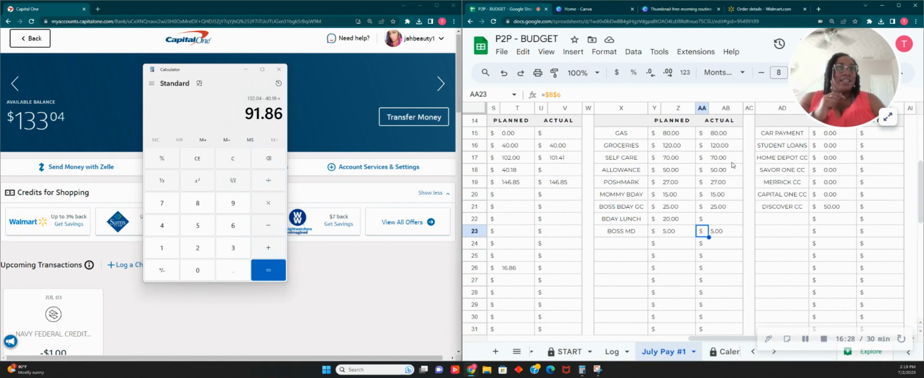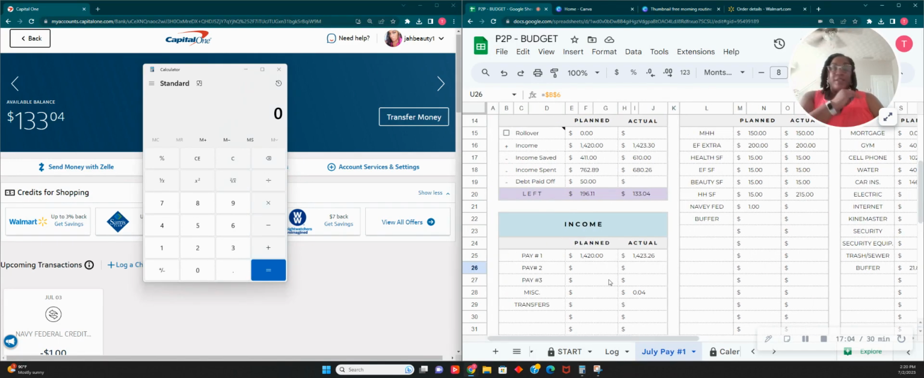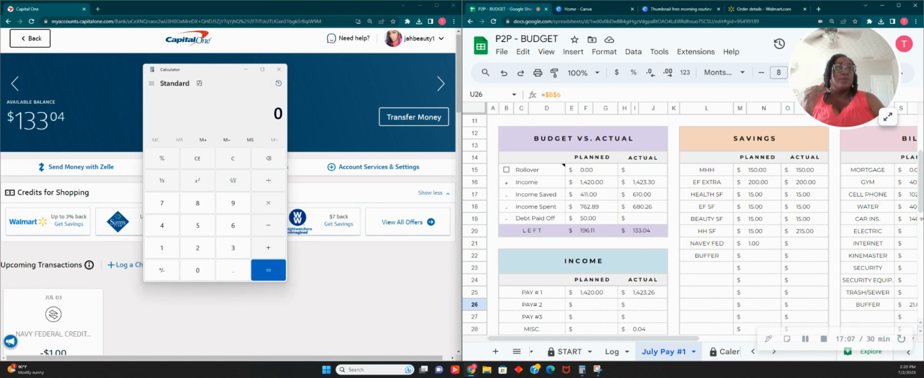And then everything here has an actual except for the B-day lunch, so I'm subtracting $20. Okay. And then this was different, so maybe that buffer is going to be different now. Everything over here doesn't have an actual because it's zero, but the $50 is supposed to come out of here. So my actual buffer amount is $21.86.